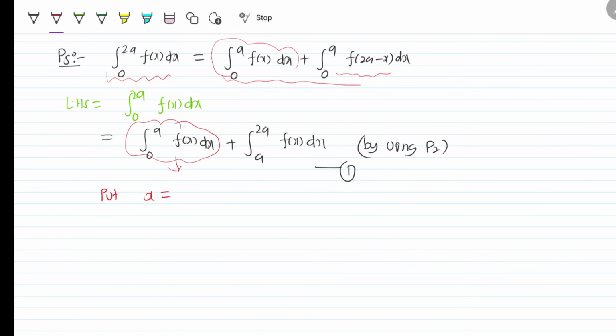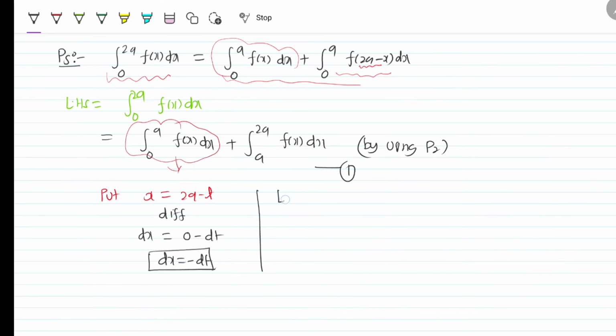Put the x value equal to 2a minus t, and I told you how to get the hint: 2a minus x. So put x equal to 2a minus t. In previous properties also we have seen this hint. Now differentiate after putting. On differentiating, dx will be 0 for 2a and t becomes dt, so dx equals minus dt.